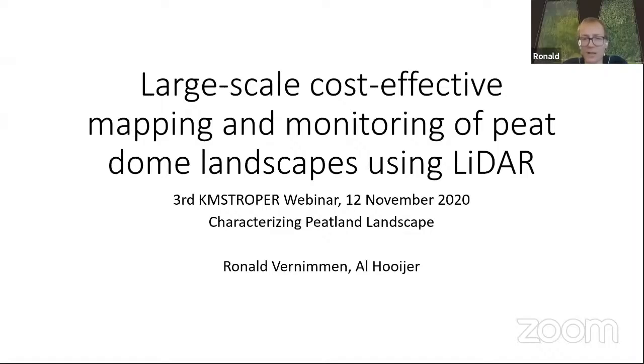So the talk is about large-scale, cost-effective mapping and monitoring of peat dome landscapes using LIDAR. This work, as Pak Surya already said, we published recently on mapping approaches using LIDAR, focusing on lowland landscapes, so low-lying areas, including peat dome landscapes. I did this together with Al Hoyer, who is also in the room, and many other ex-Deltares colleagues. Al Hoyer is still working for Deltares.